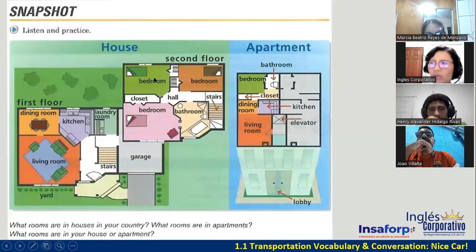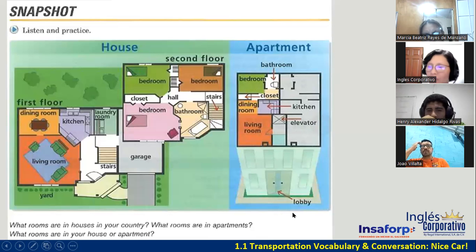Then on the second floor, you can find bedrooms. You can find also closets, the hall. Un hall es un pasillo, ¿verdad? You can find another bathroom, and the stairs to go upstairs or downstairs. Now, in the apartment, it's different because you have everything there. You have the living room, the dining room, the bedroom and the closet. It's very small. You have the kitchen, the access to the elevator, and at the entrance, you have the lobby. A lobby is where the receptionist or the janitor is. You can ask for janitors, etc.